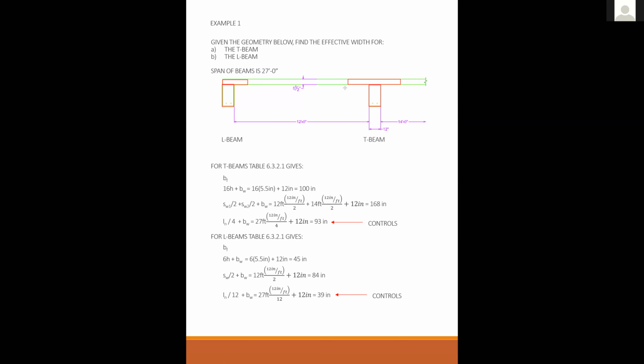Are we always going to use the lowest measurement we find? Yes, code requires it.